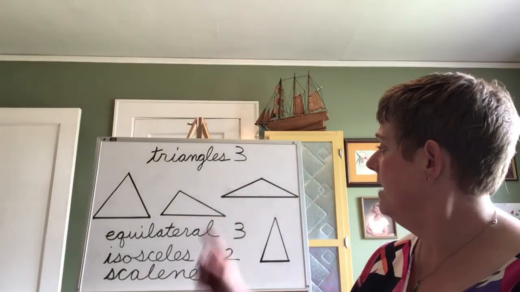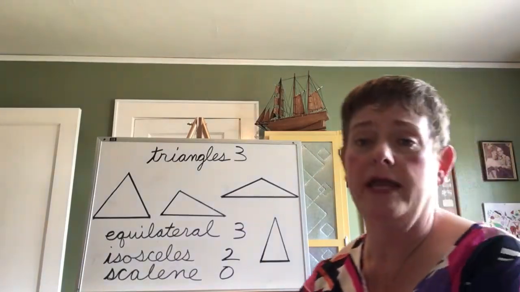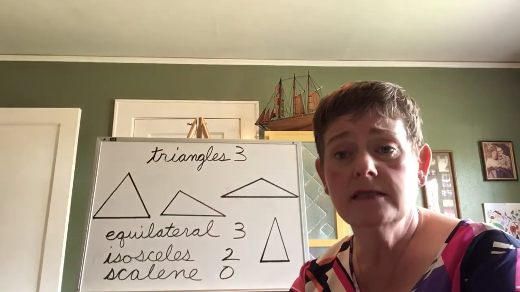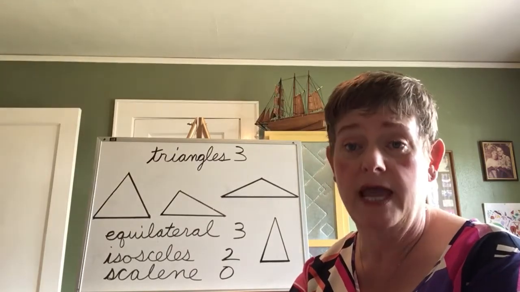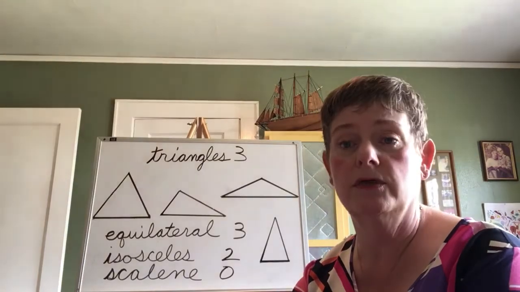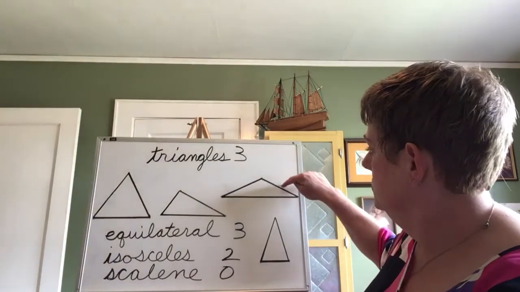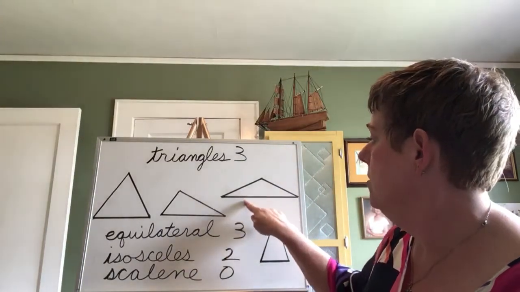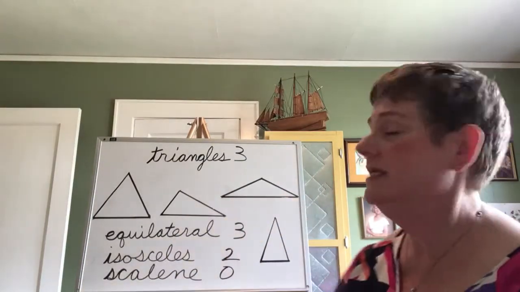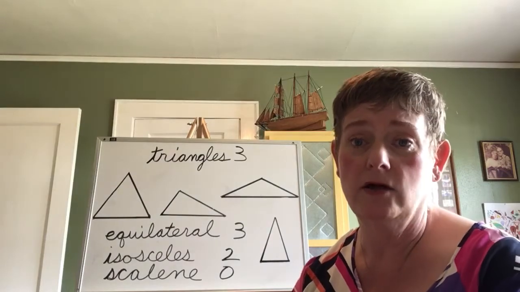And lastly, we have our isosceles triangle. In an isosceles triangle, 2 sides are the same and 1 is different. These 2 are the same length and this one is longer. So that makes this an isosceles triangle.